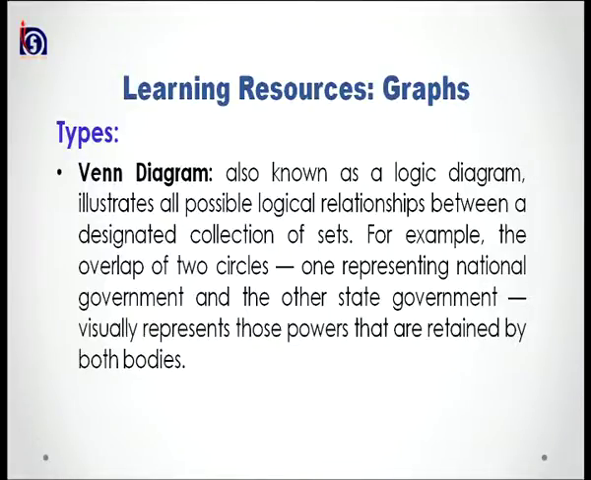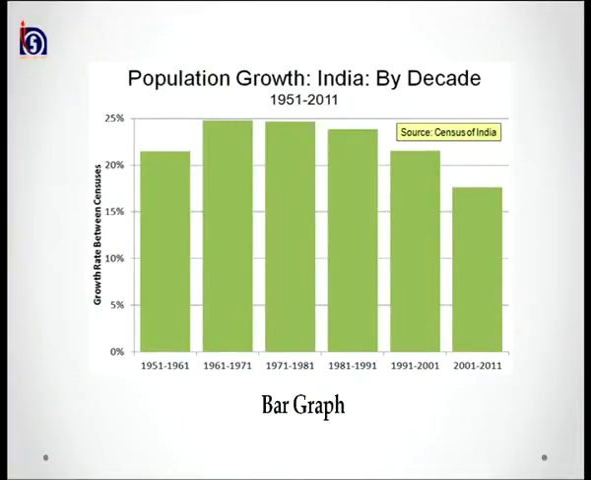We are also having Venn diagrams. Venn diagrams, also known as logic diagrams, illustrate all possible logical relationships within a designated collection of sets. For example, the overlap of two circles, one representing national government and the other representing state government, visually represents the powers that are retained by both bodies. For example, we have different lists in our constitution which represent the powers. Those lists, the concurrent list, state list and union list, could be better exemplified with the help of a Venn diagram.